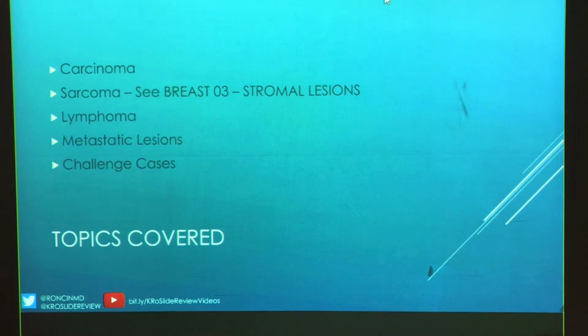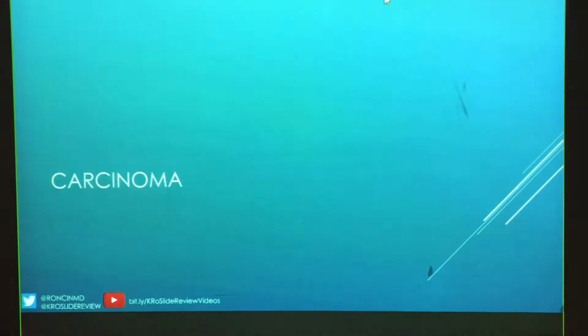Well, today we're going to do mostly carcinomas, maybe some lymphomas, some metastatic lesions. Sarcomas we really covered in the previous lecture, which is breast 3 stromal lesions. So if you're curious about sarcomas, I'd go check that out. And just as a reminder, we only do a few cases, so this is by no means the spectrum of everything that you're going to see. All right, let's get started.